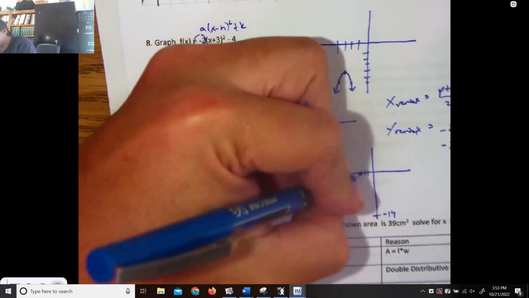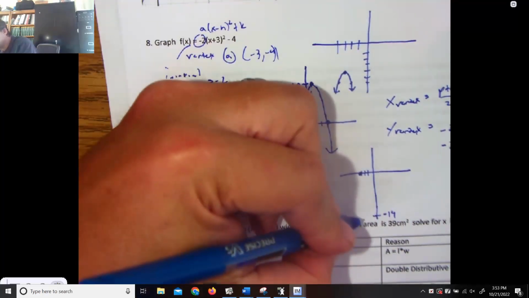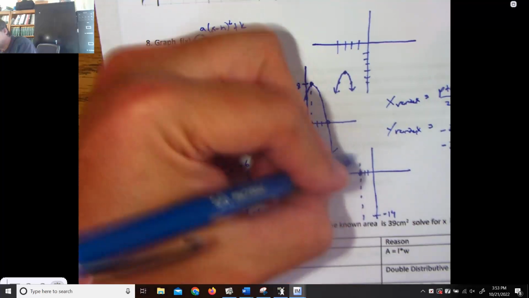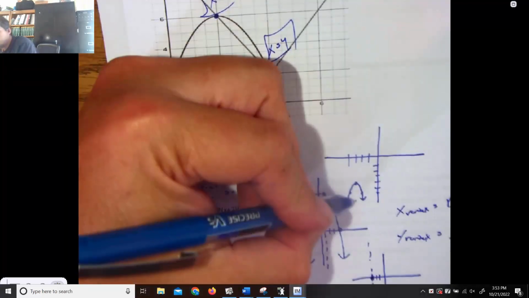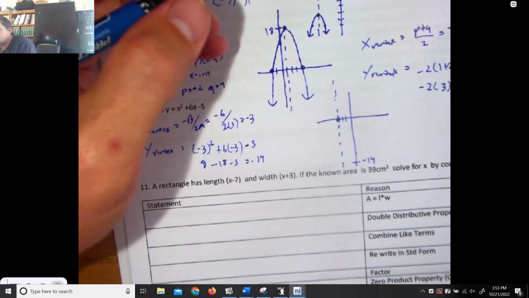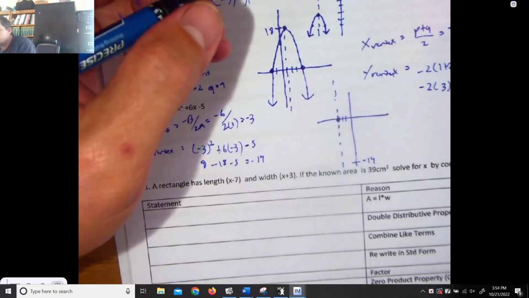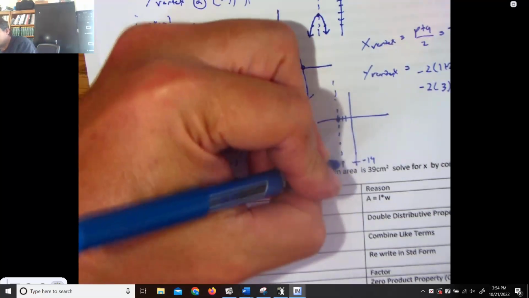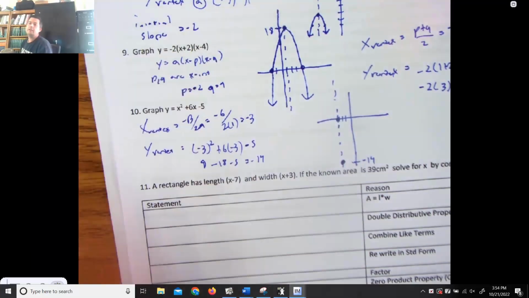And here she is. One thing I forgot to do on the last one, well, actually I did do it on the last one, but the one above here, I forgot to draw the line of symmetry in on that one. I should have done that. There's my vertex, -3, -14. The line of symmetry passes through it.